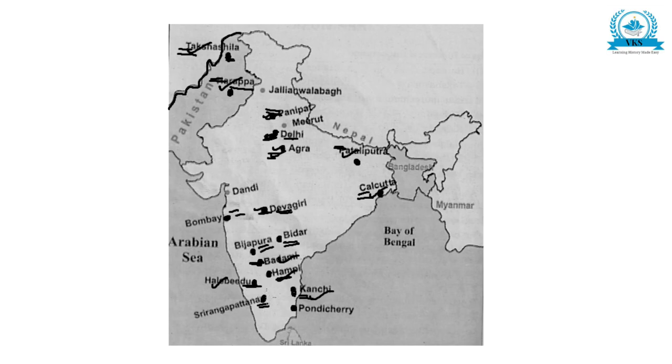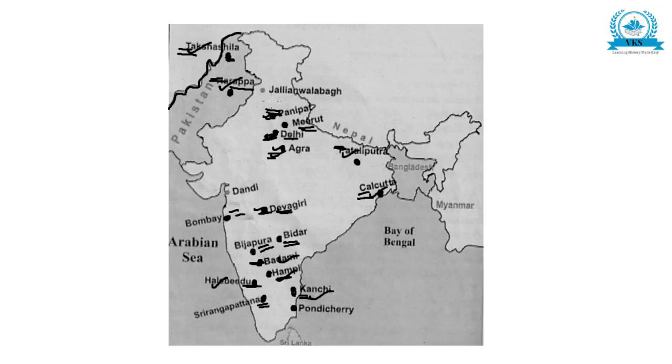Next is Meerut. Meerut is in Uttar Pradesh. So you move up and here you see Meerut in Uttar Pradesh, and it's near Delhi. It was an important center of the First War of Indian Independence.